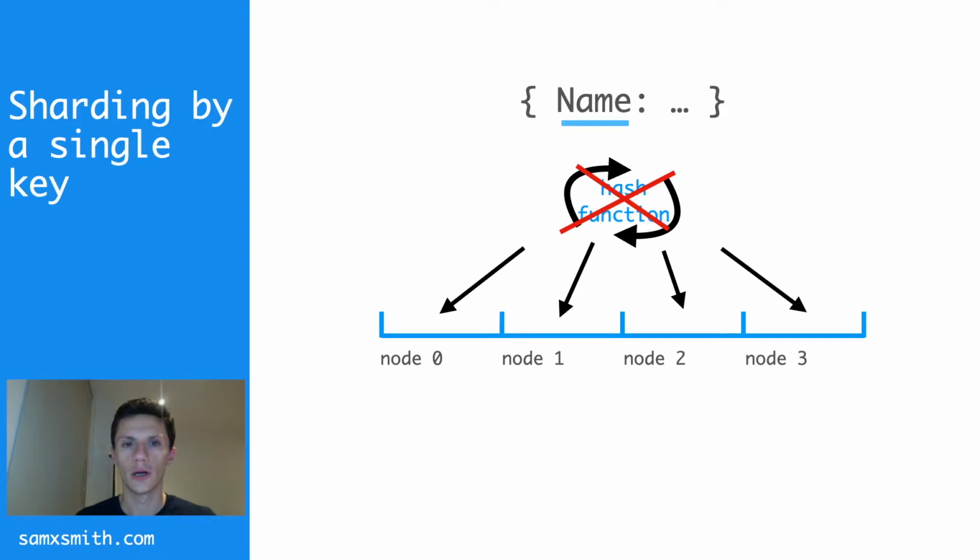For example, what happens when we want to query a collection or table by the name of, for example, a user? When we don't have the ID, we can't hash it, we can't identify on which shard or which node the record belongs. So in that case, we have to query all nodes in order to find the correct record. Right? This is what MongoDB does.